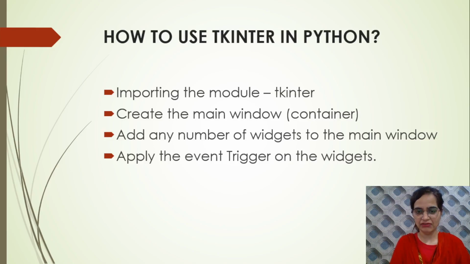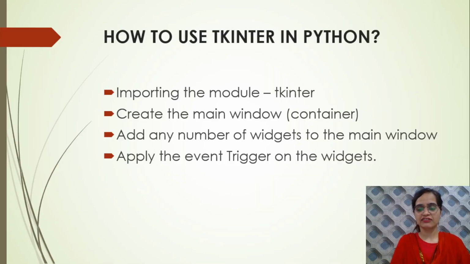After creating the main Tkinter window, you will be adding a number of widgets to the main window. Widgets are graphical components that the user can interact with. It can be a button, a check button, a radio button, any text or any text area you want to add to the main window. And finally, we have to apply the event trigger on the widget. What action has to be taken? Suppose, for example, when the user clicks a button.